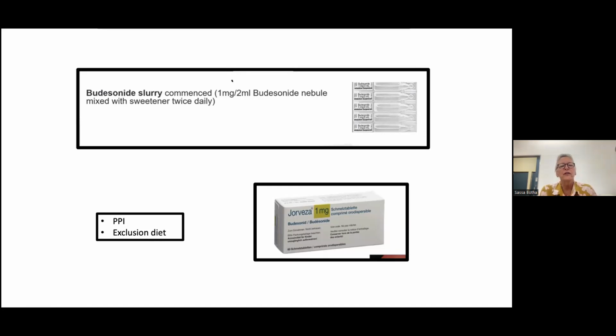In England they use what they call the slurry. They take a nebule vial and add it to honey and give it to the patient at night. But I don't think it's available in South Africa yet, this Jorveza, which is a tablet that you put on your tongue, and it fizzes, and they take it morning and evening, and then it coats the whole mucosa, and they respond very well to that. And if you go on to maintenance, you just take one at night.